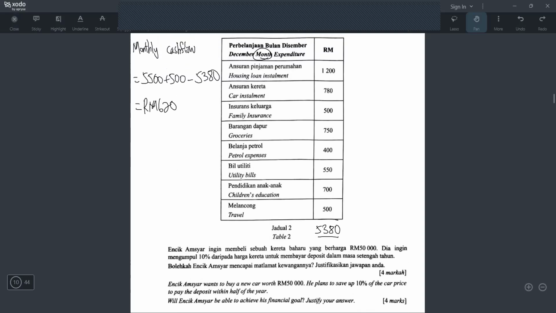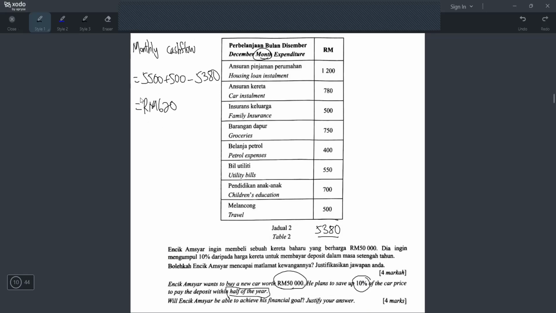Now we focus on what they want, right? So what is Inche Amsha's goal? He wants to buy a new car, but usually when you buy a car, you don't pay 50,000 upfront. You will pay the down payment, right? So he says here he only plans to save up 10% of the car price to pay the deposit within half a year. Will Inche Amsha be able to achieve his financial goal? Justify your answer.